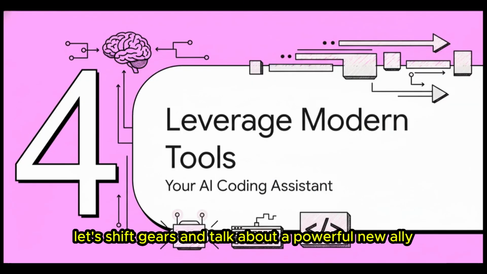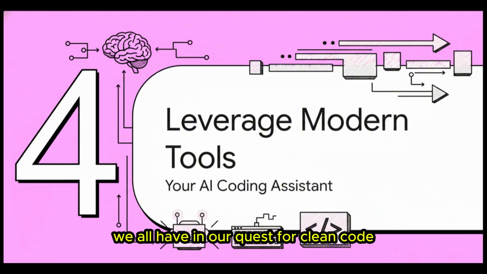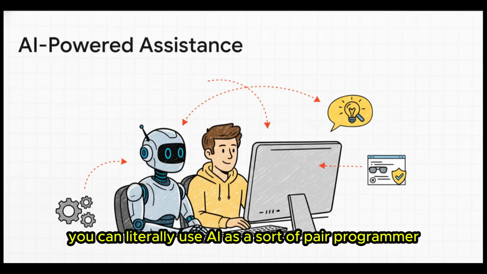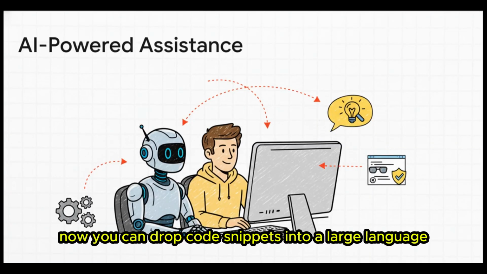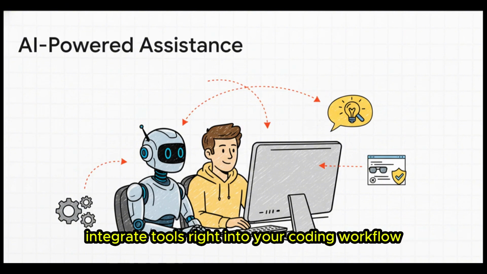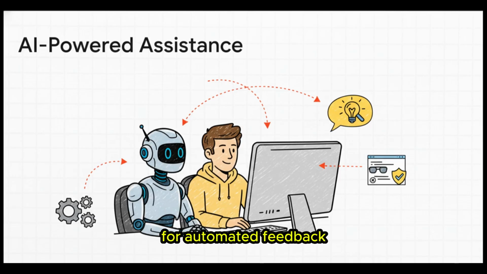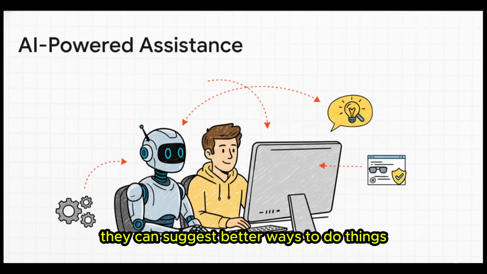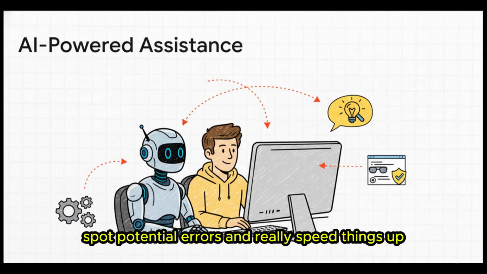All right, let's shift gears and talk about a powerful new ally we all have in our quest for clean code: artificial intelligence. You can literally use AI as a sort of pair programmer now. You can drop code snippets into a large language model, an LLM, like ChatGPT, and just ask it for a review. You can even integrate tools right into your coding workflow for automated feedback. They can suggest better ways to do things, spot potential errors, and really speed things up.